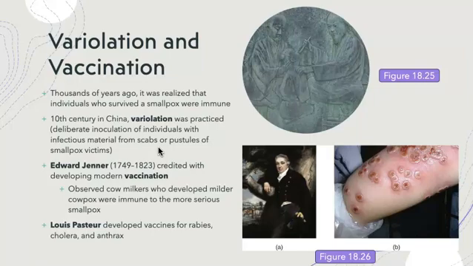He noticed that cow milkers who developed a milder cowpox illness were immune to the more serious smallpox disease. And he thought if he was able to obtain some of the infectious samples of a person with active cowpox lesions, which is what we're seeing here, and injecting the materials into another individual, which happened to be a young boy, they would develop a mild infection, low-grade fever, maybe discomfort in the armpit, and loss of appetite.